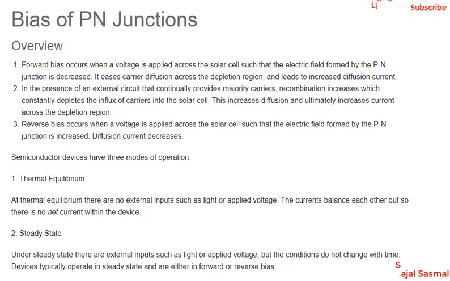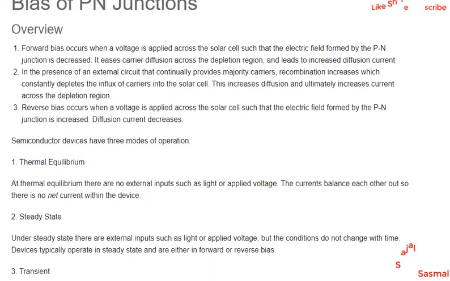Reverse bias occurs when a voltage is applied across the solar cell such that the electric field formed by the PN junction is increased. Diffusion current decreases.